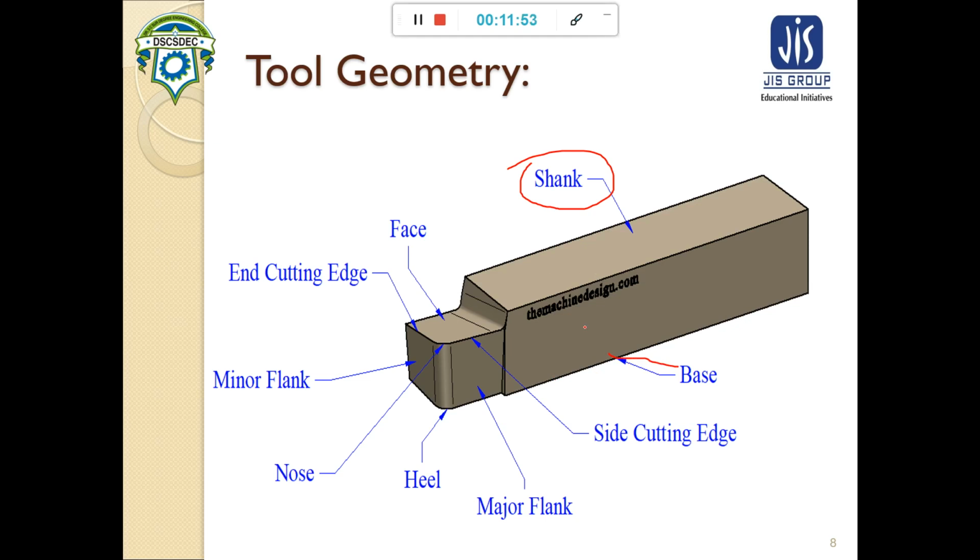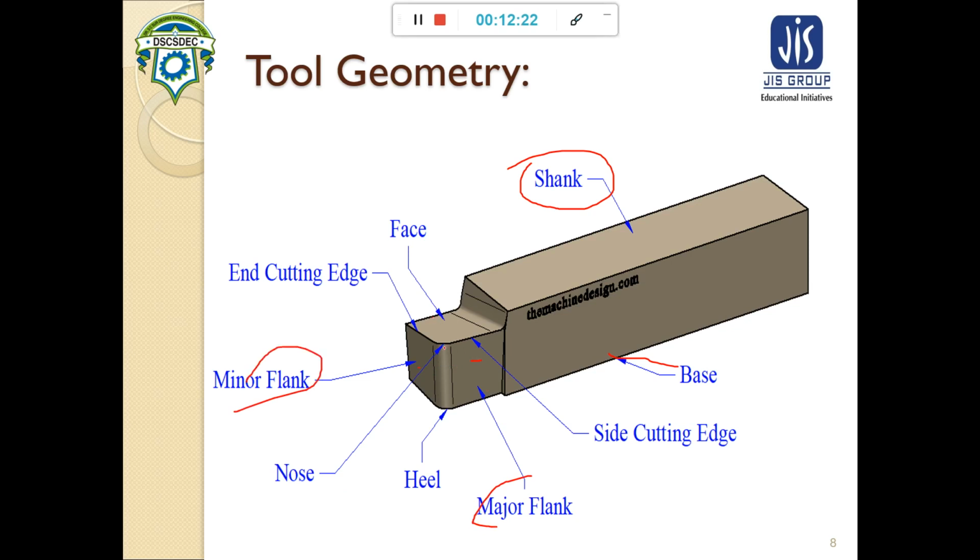Next, adjacent to the shank, is face. What is face? Face is nothing but the upper portion of the cutting tool. Adjacent to the face, at the side of the face, this portion is known as flank. There are two types of flank: one is major flank, another is minor flank.